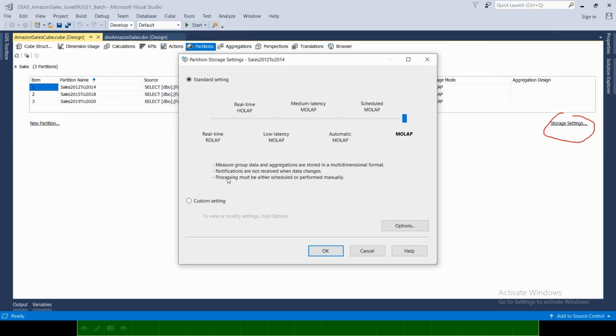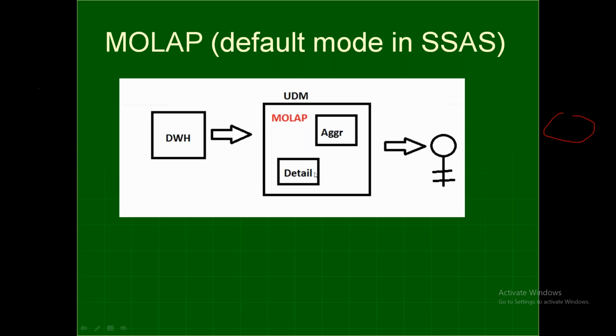Second point, you read: notifications are not received when the data changes. What is the meaning of this? Notifications are not received. We had earlier 10 and 20. We have processed the cube. We got 10 and 20. Then we have aggregated, and in reporting we are showing 30. When the new data is loaded with 5 and 5, this guy does not know that this data is loaded.